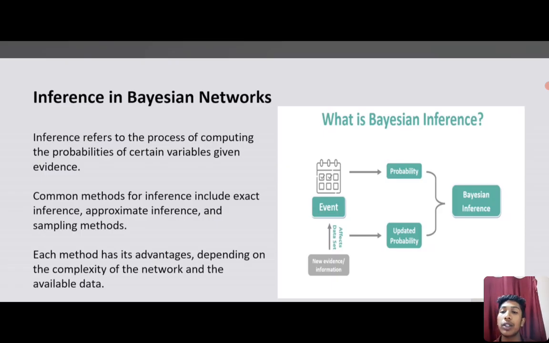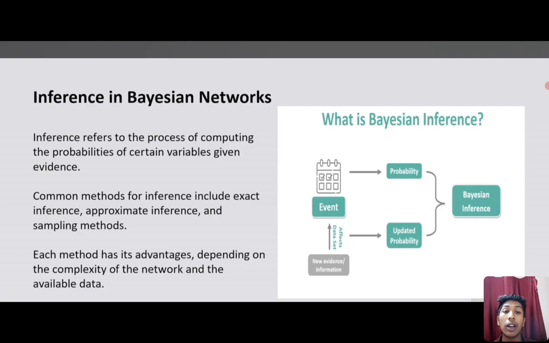Inference in Bayesian networks. Inference refers to the process of computing the probabilities of certain variables given evidence. Common methods for inference include exact inference, approximate inference, and sampling methods. Each method has its advantages depending on the complexity of the network and available data.